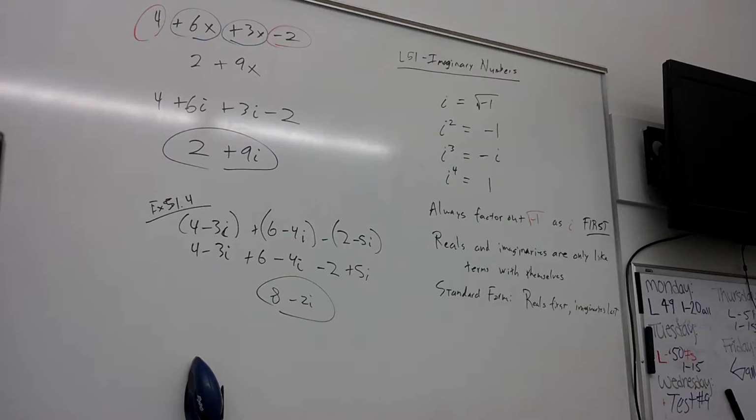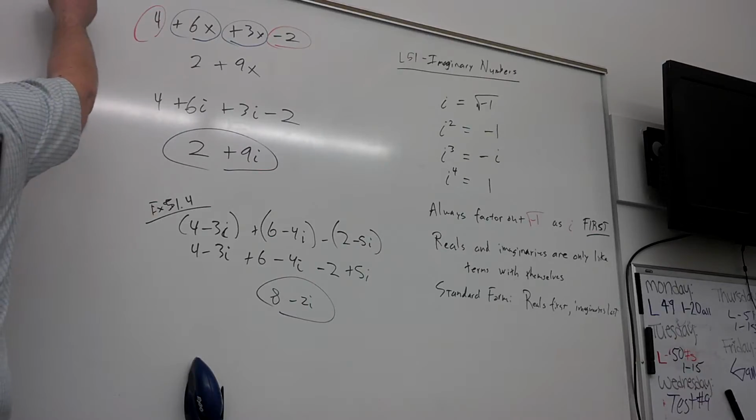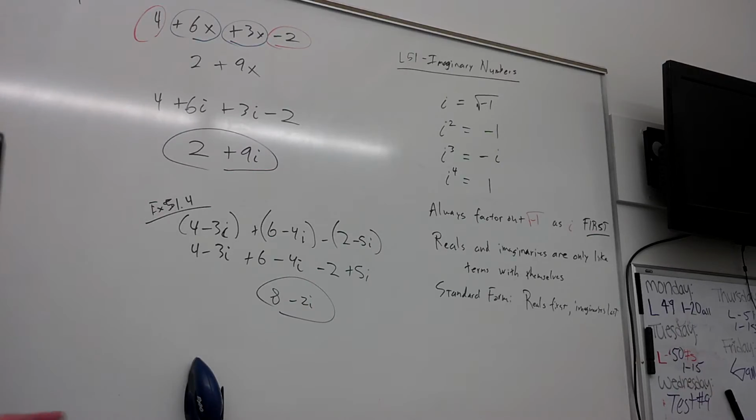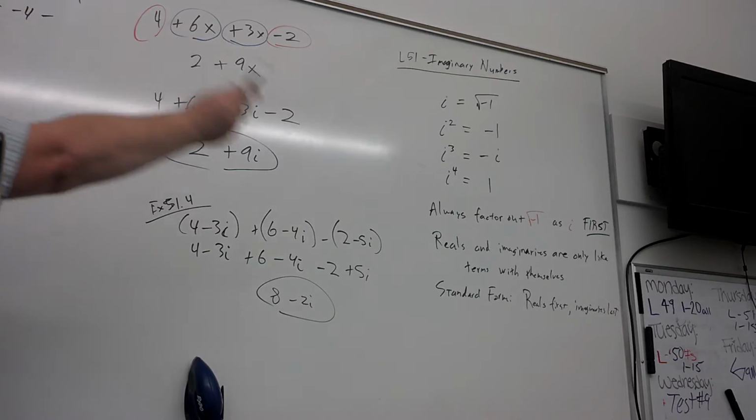Example 51.5. To answer your question, 2i times i is 2i squared, minus 3 times i cubed, plus 2i, minus 4, minus the square root of negative 4. What's i squared? Negative 1. So it's 2 times negative 1, minus 3, what's i cubed? Negative i, plus 2i, minus 4, minus, now what did I say here?